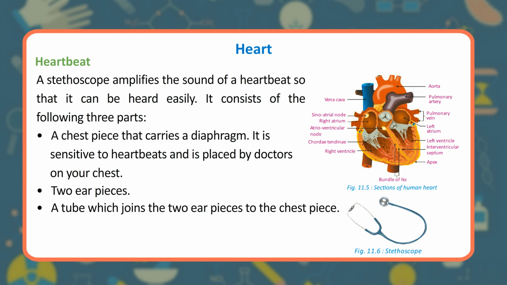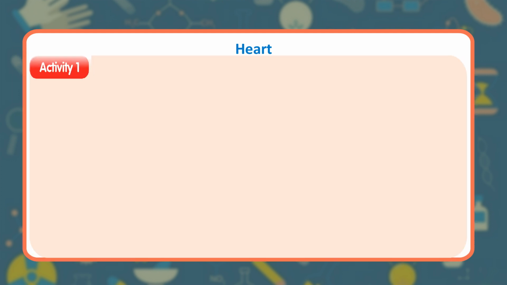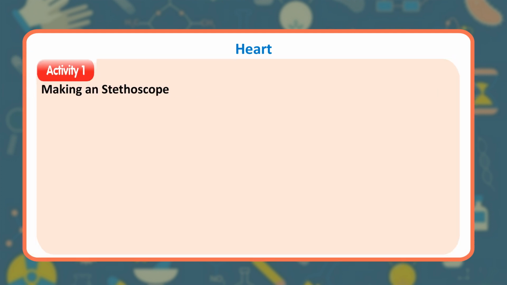Vena cava. Sinoatrial node. Right atrium. Atrioventricular node. Chordae tendineae. Right ventricle. Bundle of His. Apex. Interventricular septum. Left ventricle. Left atrium. Pulmonary vein. Pulmonary artery. Aorta. The number of heartbeats and their nature helps the doctor to have an idea about the condition of the heart.